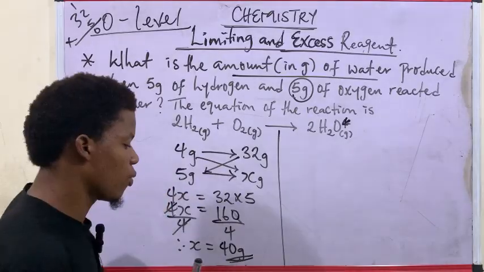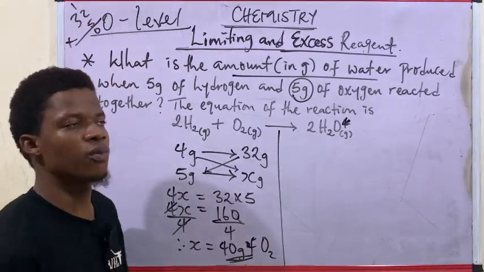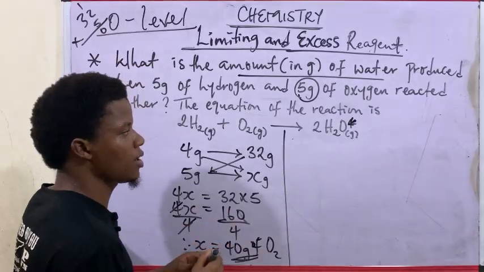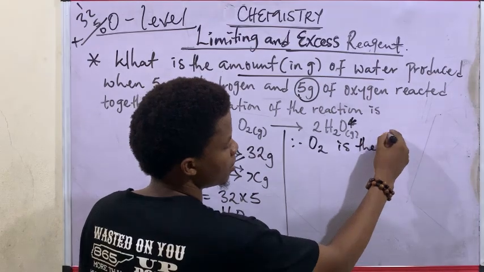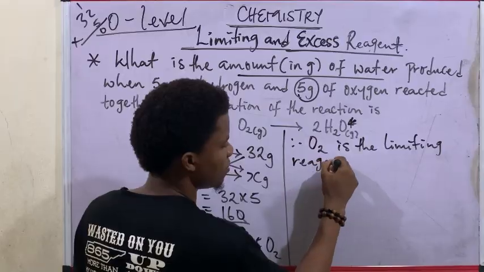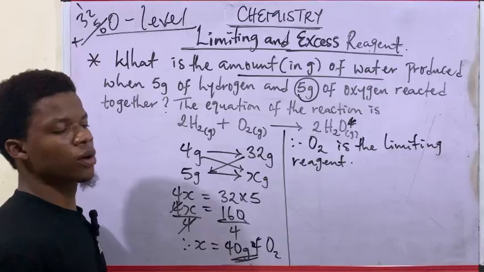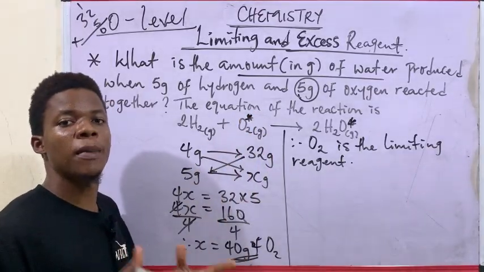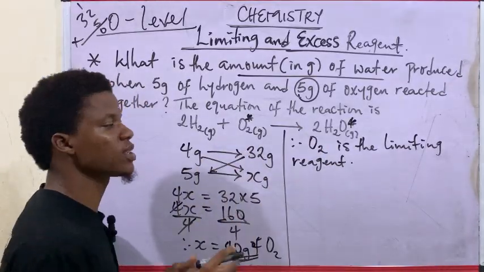So it therefore means that 5 gram of hydrogen is going to require 40 gram of oxygen. But then in the question we're provided with 5 gram of oxygen. From our answer, it therefore means that oxygen is the limiting reagent. So now that we know that oxygen is a limiting reagent, we are going to compare oxygen. Remember, a limiting reagent determines the amount of product that is formed. So we are going to compare the limiting reagent with the amount of water that will be formed.